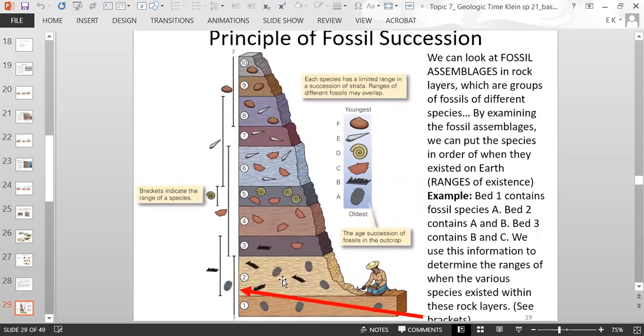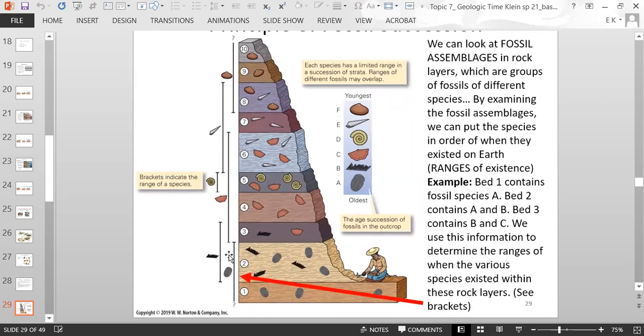So that is interpreted to be that the time that fossil species A existed on Earth spanned the same time period of rock layers 1 and 2. So the bracket here is showing that that is the time range that this species existed for, because it's never seen in the fossil record after that. Okay, so this is the time range for fossil species A.